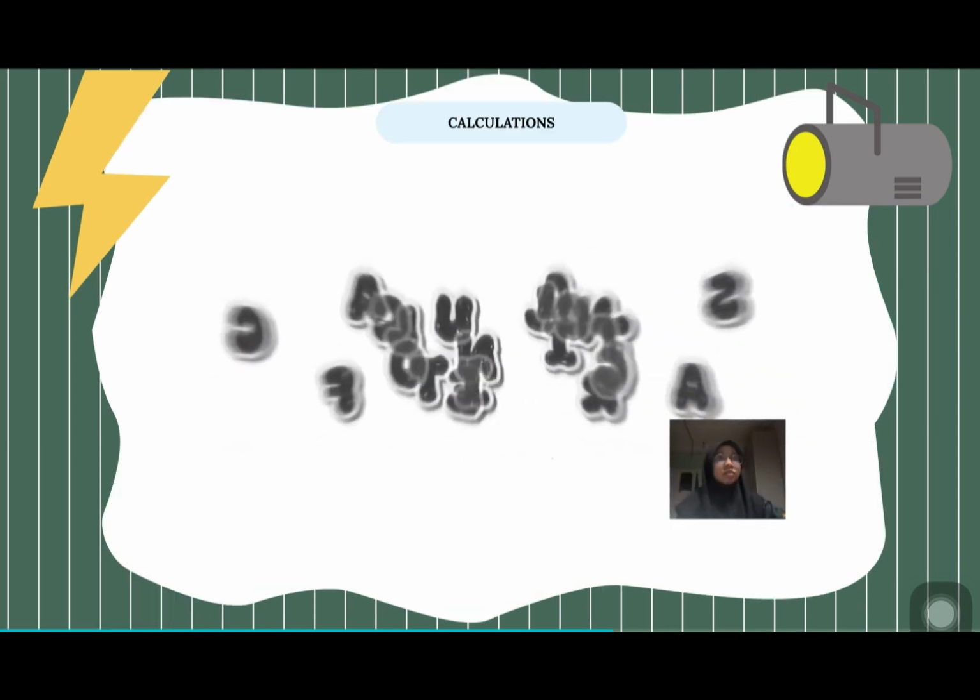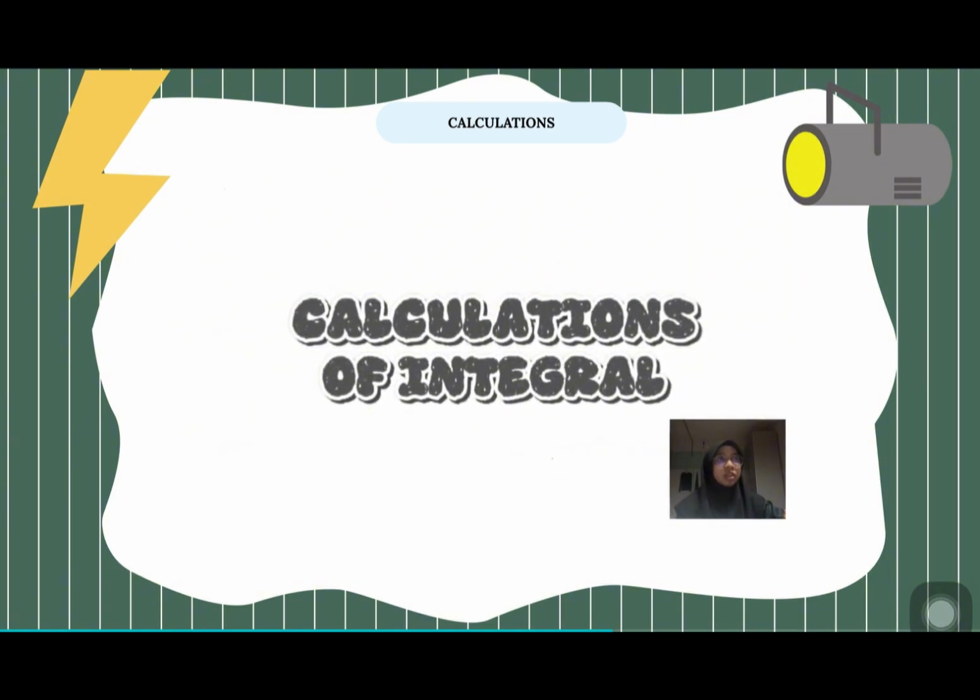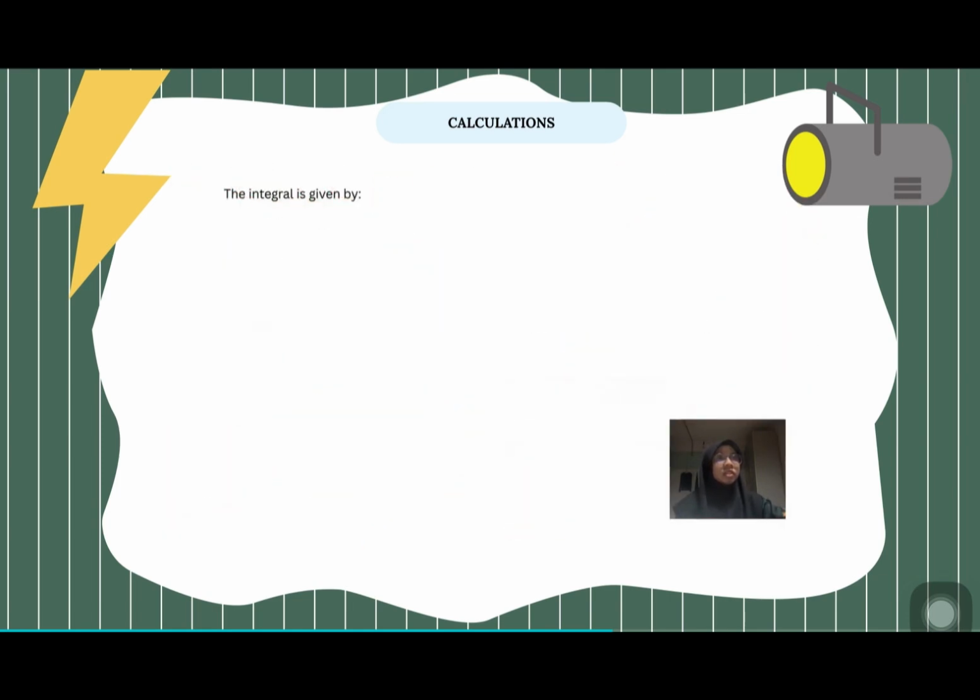Now that we have established the mathematical model, I'll solve the double integral to calculate the total heat entering the roof. The integral is given by this equation. We integrate each term separately and we get 150y + 5xy + (3/2)y². Next, we substitute the limits y = 6 and y = 0.